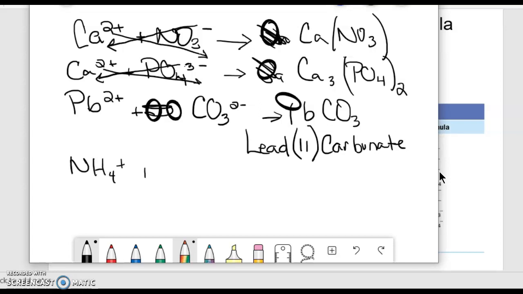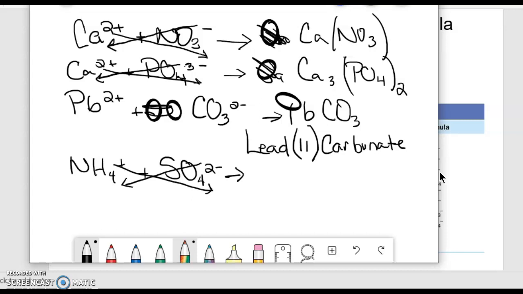NH4 plus SO4 2 minus. Wow, so if you had not started recognizing your polyatomic ions, this one might be a little scary for you. But this is actually the polyatomic ion ammonium, and this is sulfate, okay? So how many ammoniums do we need to balance with this -2 charge on the sulfate? I would need 2 of those, and I need 1 sulfate.